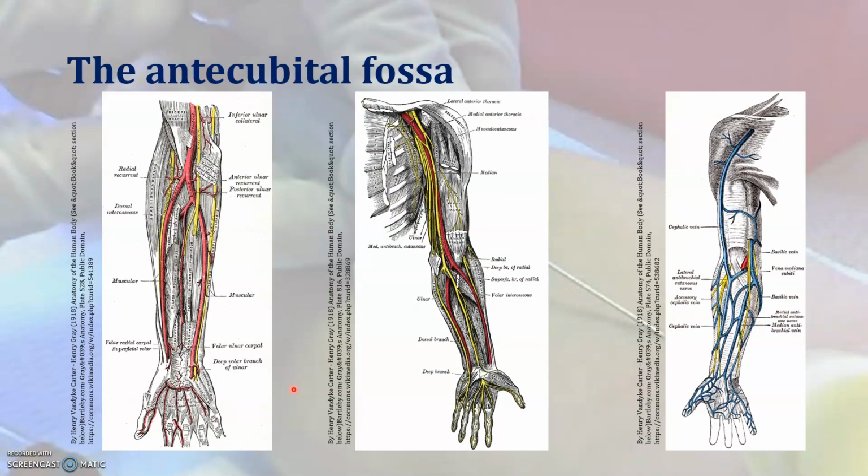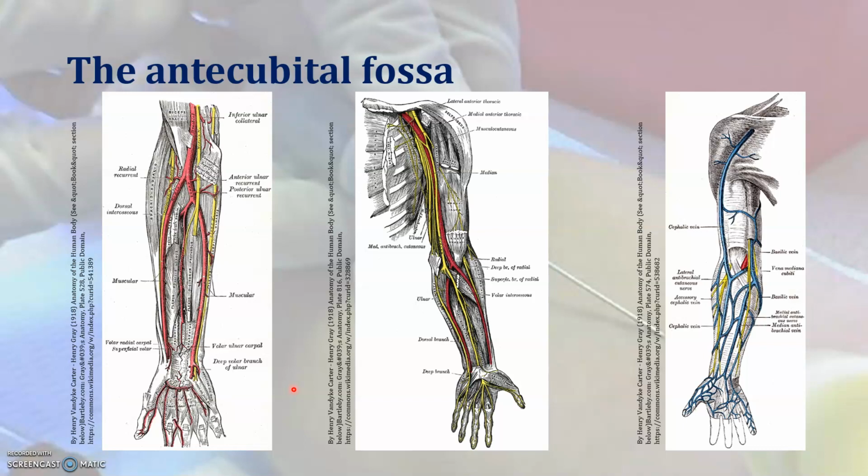So the antecubital fossa is that triangular area in the anterior aspect of the elbow. It's bounded, if you look at the middle picture, by an imaginary line drawn between the medial and lateral epicondyles. That's its superior boundary. Its lateral boundary is the medial border of brachioradialis, and its medial boundary is the lateral border of pronator teres.